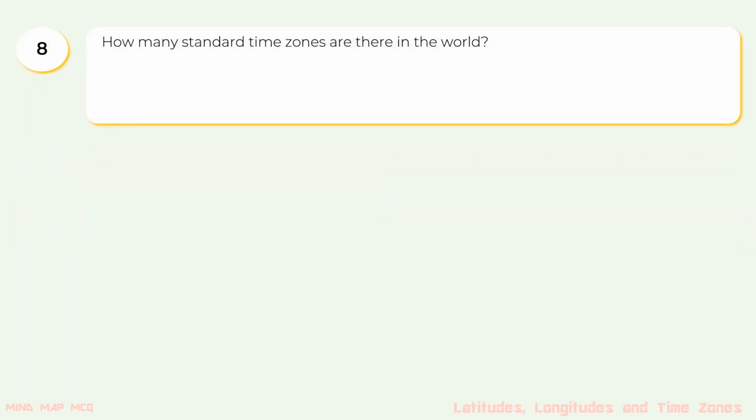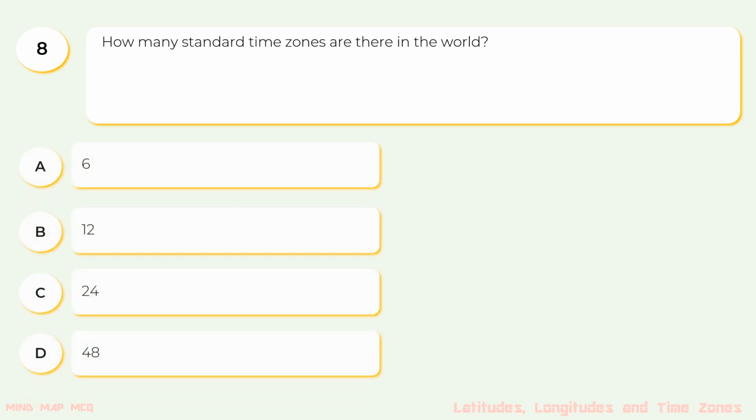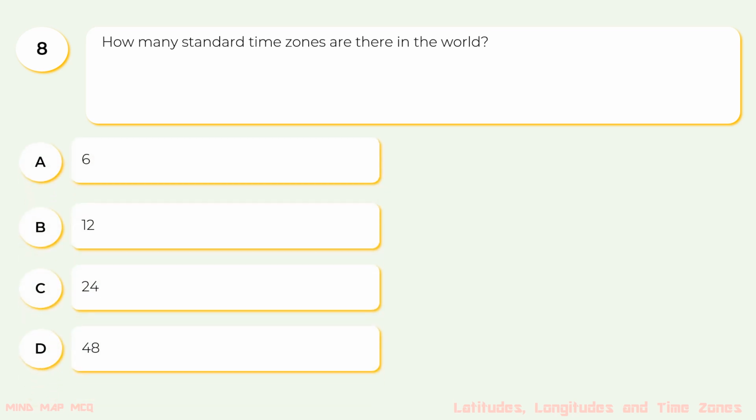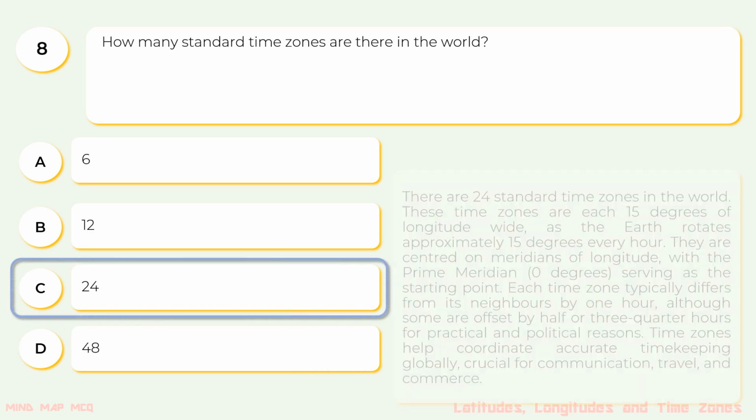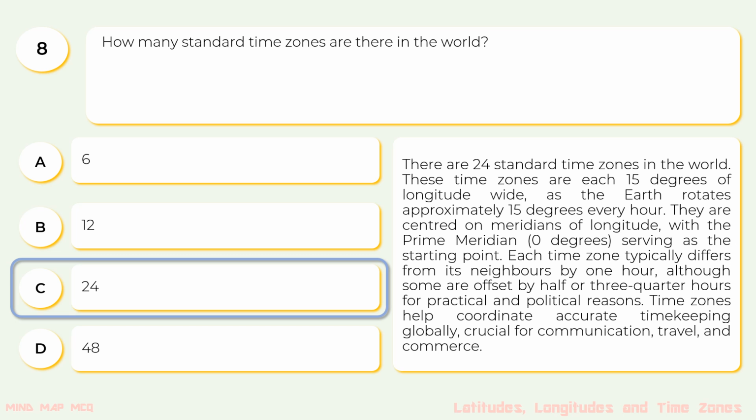8. How many standard time zones are there in the world? A, 6, B, 12, C, 24, D, 48. The correct option is C, 24. There are 24 standard time zones in the world. These time zones are each 15 degrees of longitude wide, as the Earth rotates approximately 15 degrees every hour.